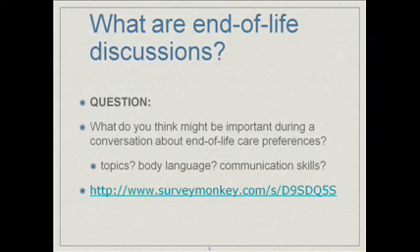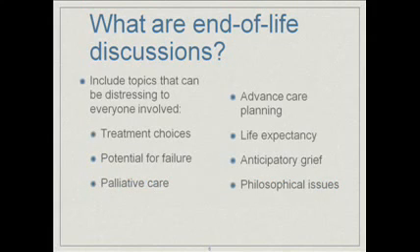So now I'll move on to talk about some topics that might occur in these discussions. And remember that these are just a few topics. You can add any responses that you think of in our little survey. End-of-life conversations can be very distressing for everyone involved because they include topics such as treatment choices and the potential for failure, palliative care, advanced care planning, such things like living wills, if you think that after a certain point you would want to be taken off life support, for instance, you can specify that in the document. Life expectancy, concerns about coping with the illness, goals, anticipatory grief, and philosophic issues such as the meaning of illness and the suffering that results. And however distressing, these discussions are essential in determining the quality of life for the patient involved.